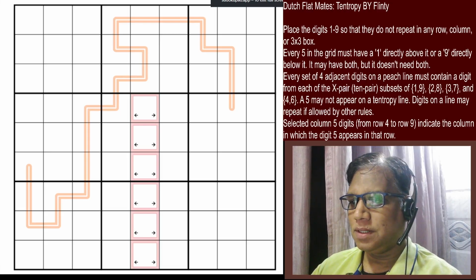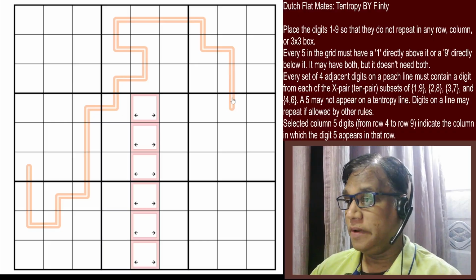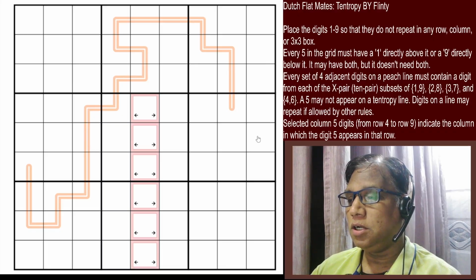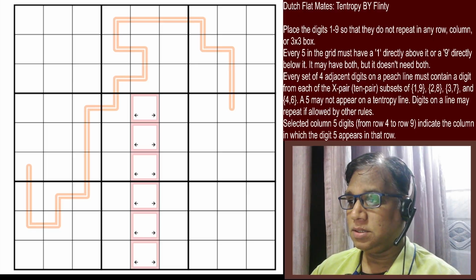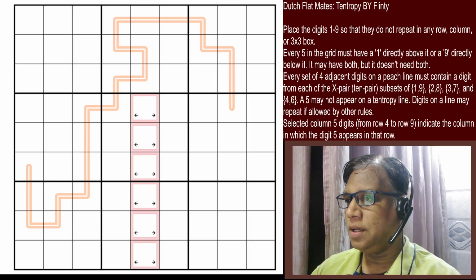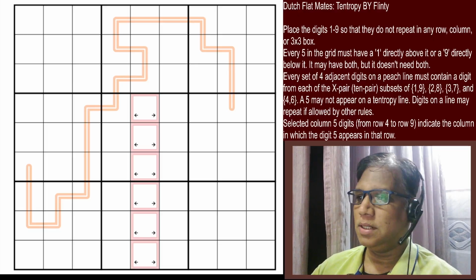So Janta, welcome once again to my channel Puzzle Pandit, and today we are here with this Sudoku variant puzzle. This one is Dutch Flatmates, and this one is by Flinty. So again, this is a 3-star difficulty, medium difficulty, and a very good rating on the Logic Masters site.